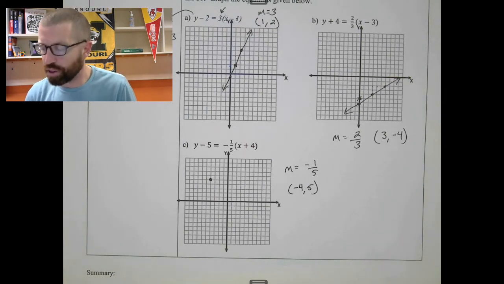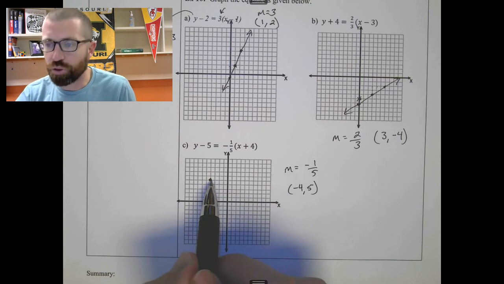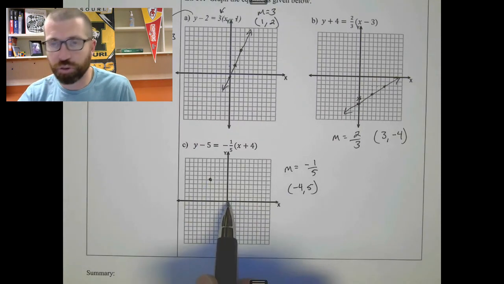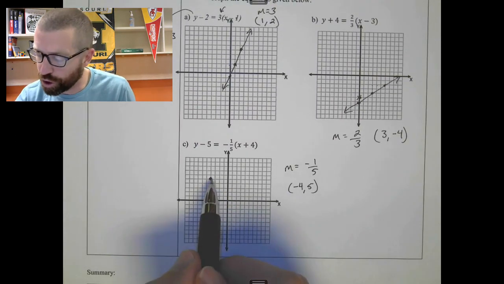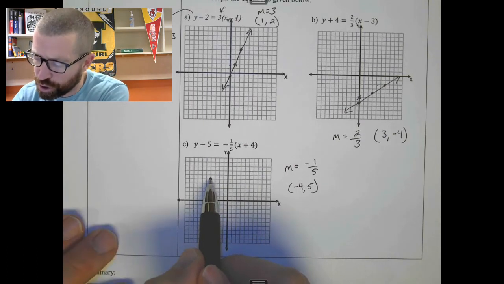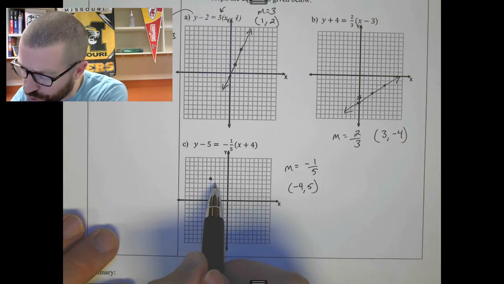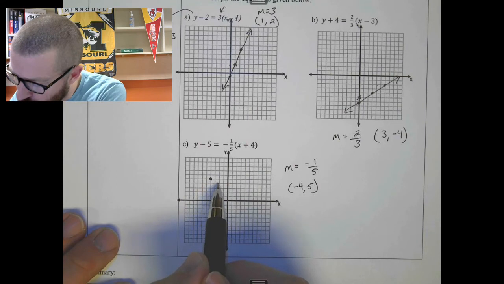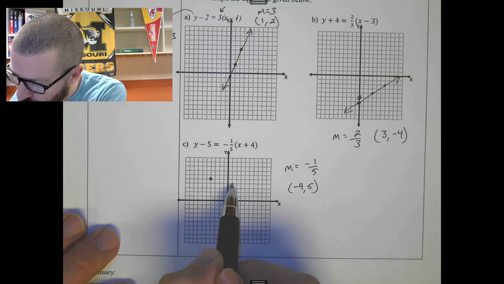Slope is negative 1/5. This is your starting point. Do not go back to here. Don't start here. That'll mess you up. This is your starting point. So put your pencil here, go down 1 over 5. Down 1, and over 1, 2, 3, 4, 5.